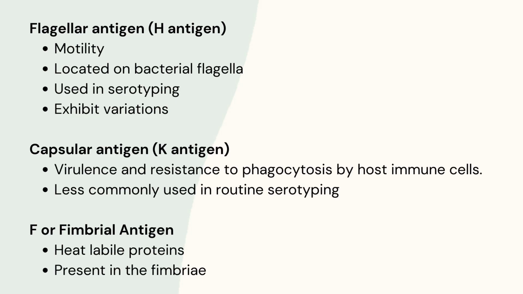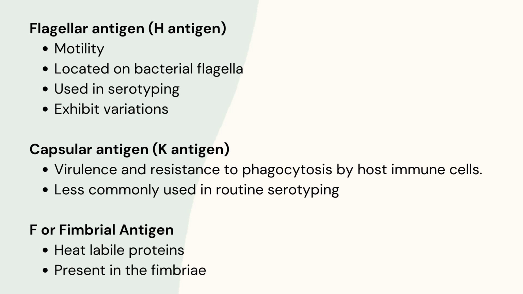Flagellar antigen or H antigen. Flagellar antigen contributes to motility and serves as an antigen. H antigen is located on the bacterial flagella and it is also used in serotyping to further differentiate strains within an O serogroup. Similar to O antigen, H antigen also exhibits variations and this allows us to classify E. coli strains into different H types.